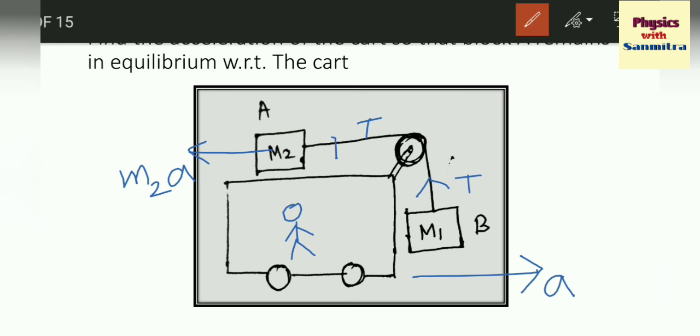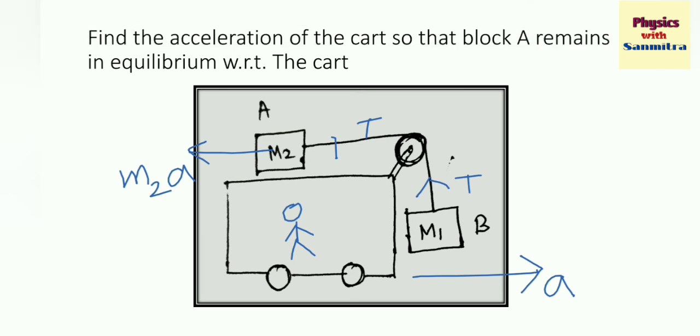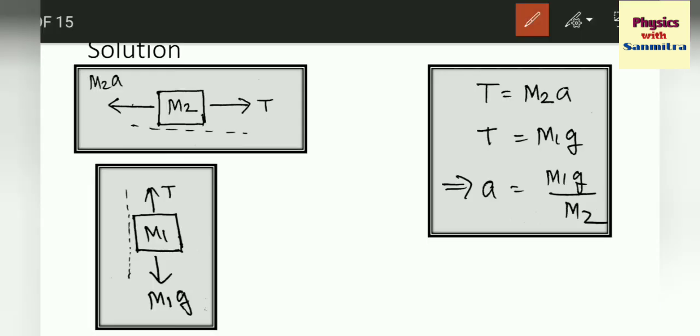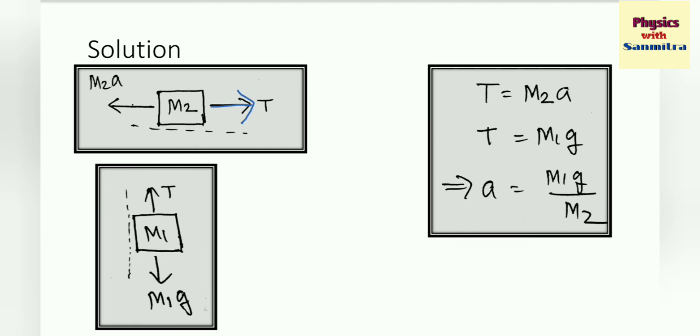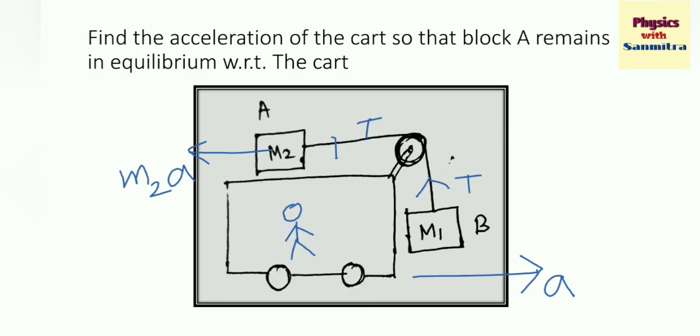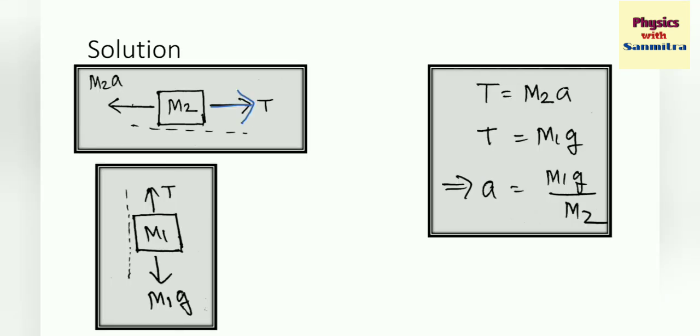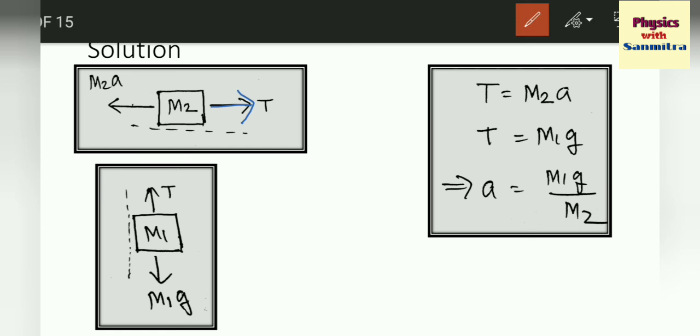This is a very simple free body diagram, let's say for block A. For block A, there is a tension in the string that will be acting like this. See here, the tension will be acting away from the string. This is T, and here it will be T, here it will be M2A, and here M1G downwards. So this is T, this is M2A, and definitely there will be M2G, that is the weight here, and there will be a normal reaction from the surface. Let's say this is N2.